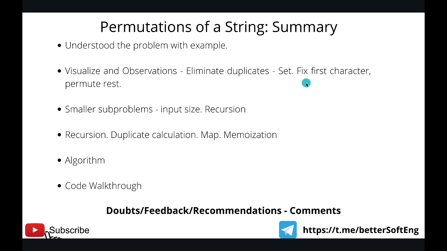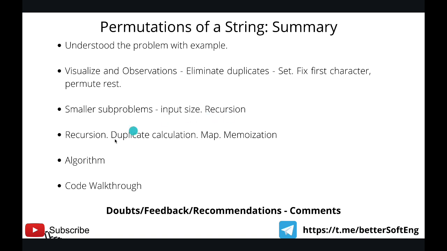Second observation was that to calculate permutations for the whole string, we just need to fix each character one by one as the first character and then calculate the permutations beginning with that character. So once we fix the first character, we have to permute the rest of the string. We realized that these are just smaller subproblems of the same problem we are trying to solve. They are smaller in terms of input size. That is, if the string length was 3 initially, in the subproblem the string length will become 2 and then 1. So we could infer that we have to use recursion.